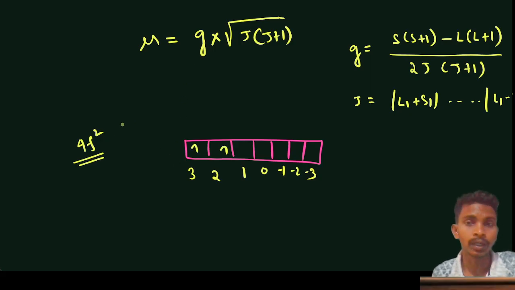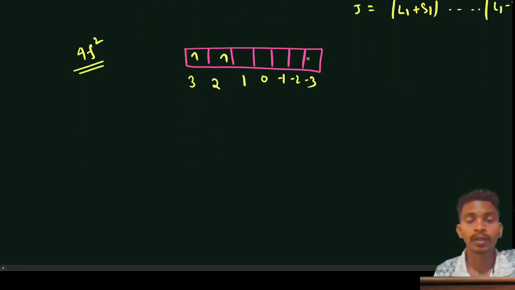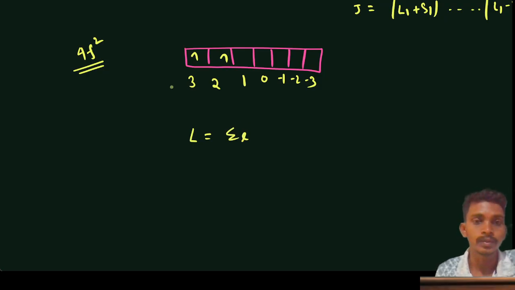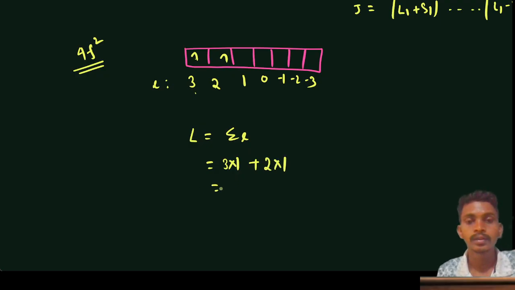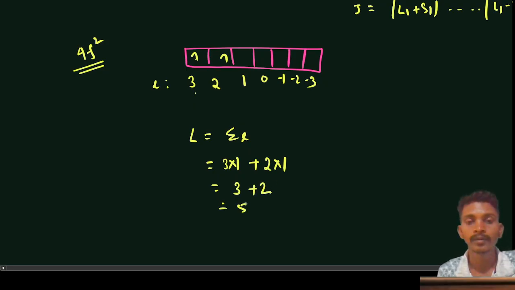So we know how to calculate the value of L. Whenever there is one orbit, L is equal to the summation of ML values. So this is 3 into 1 electron plus 2 into 1 electron, 3 plus 2, that is going to be 5.